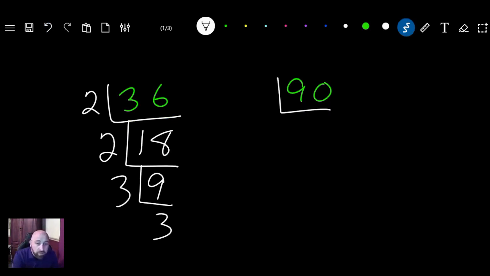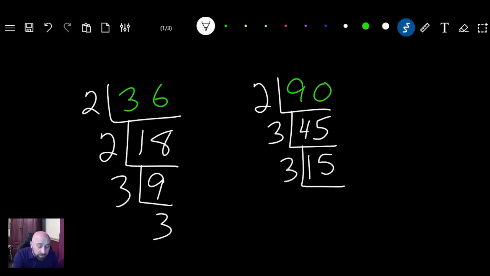Then we want to jump over here and prime factor 90. Again, always start with the number 2. 2 goes into 90 45 times. Now you would try 2 again here. 2 does not work, but 3 does. 3 goes into 45 15 times. Let me make sure I'm doing that right. Yes, and then 3 also goes into 15 5 times. So there's your prime factorization of 36 and 90.